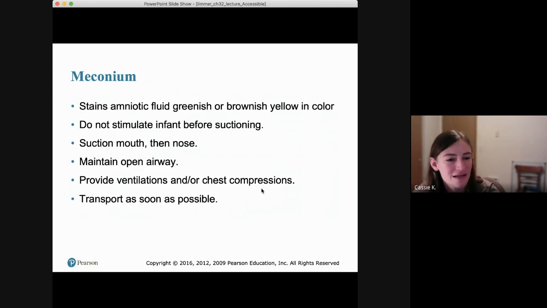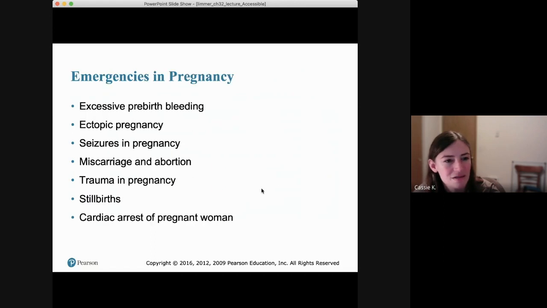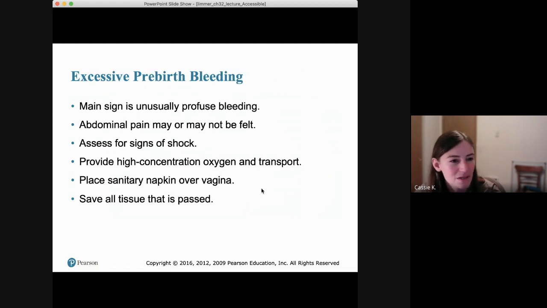Meconium will be staining amniotic fluid green or brownish yellow in color. We're going to suction the airway before we stimulate the infant to breathe. May need to provide, again, ventilations or chest compressions, and transport as soon as possible. Emergencies we may have to deal with: excessive bleeding pre-birth, ectopic pregnancy, seizures in pregnancy, miscarriage or abortion, trauma, stillbirths, and cardiac arrest of pregnant women.